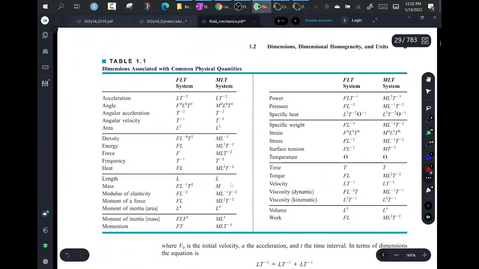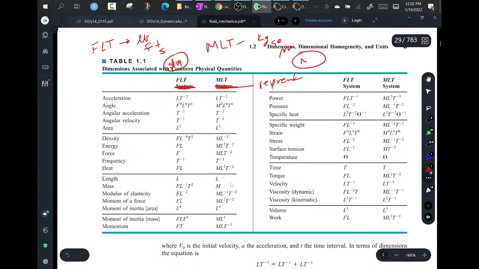This is a wonderful table which talks about how, now, here's one of the things you have to realize: this is kind of a misnomer. This should say representation. Here's why. An FLT system happens to be pounds, feet, second. An MLT system is actually kilograms, meter, second. The derived unit over here is slugs, and the derived unit over here is a Newton.